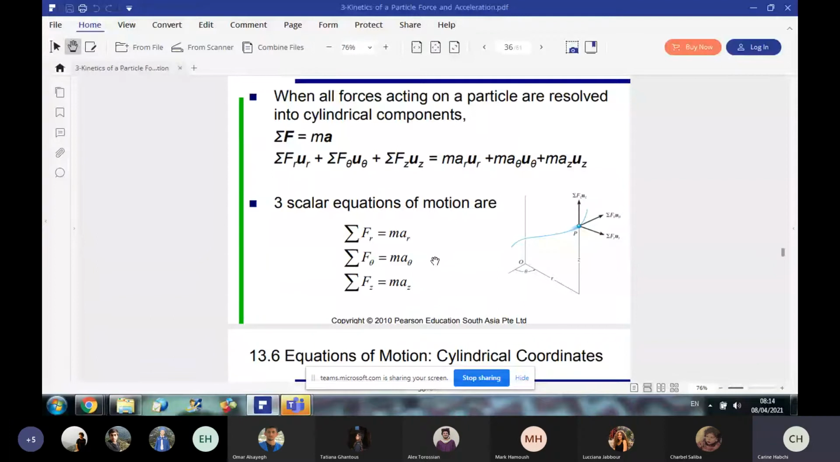Now, in a second step, we should find a_r, a_theta, a_z. So to find a_r, a_theta, a_z, we will use the previous chapter formulas. Okay? So in general, they give us r as a function of theta, or sometimes we find it from the geometry of the problem. Okay?